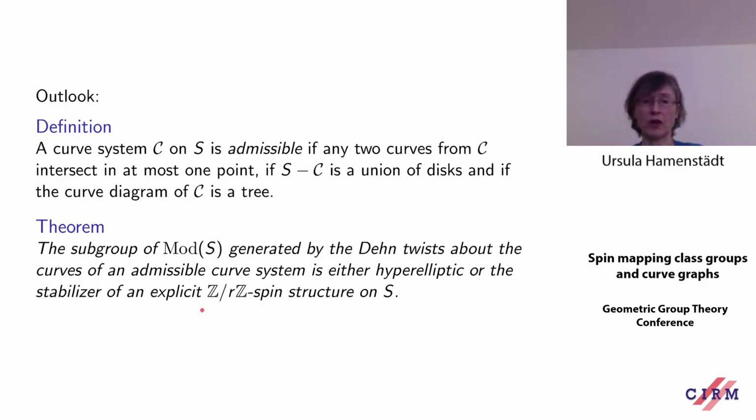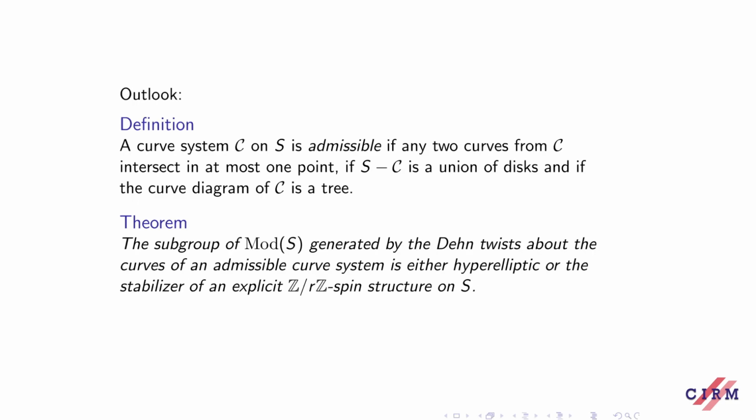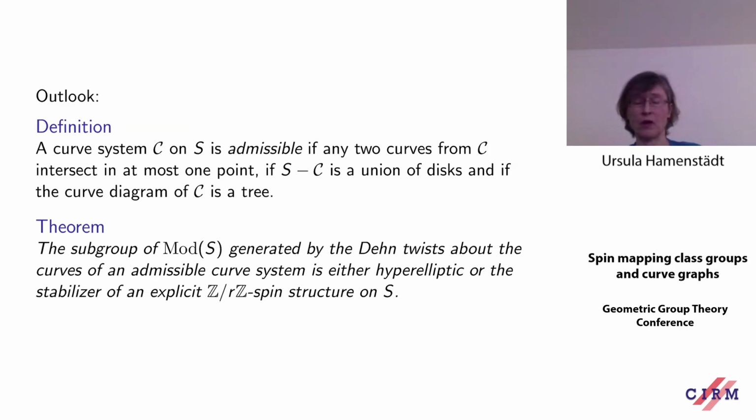So what is the curve diagram of C? The curve diagram of C is defined to be the following finite graph. We take as vertices the curves in our system, and we connect any two vertices by an edge if and only if they intersect, and then if they intersect in exactly one point.